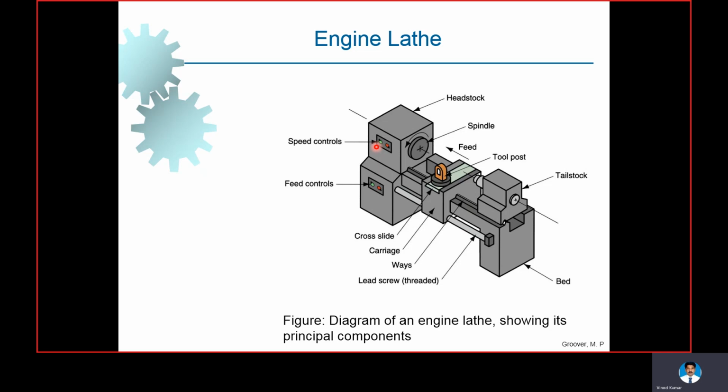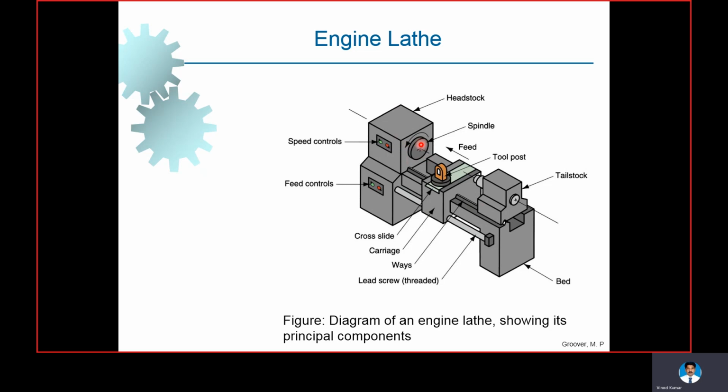Here the important parts of the engine lathe machine are the headstock, tailstock, then carriage, tool post, cross slide, etc. So the headstock carries the power production; the motor is fixed in the headstock. So the necessary speed of rotation of the workpiece is provided by the headstock. There is an electrical motor. As it rotates, the workpiece also will be rotated. So the workpiece is connected to the spindle here using chucks. As we switch on the machine, the motor will rotate.